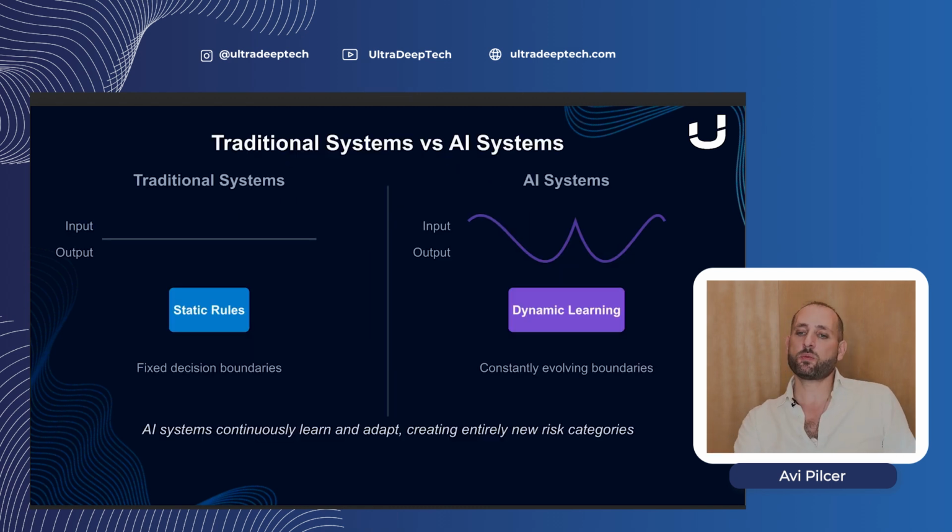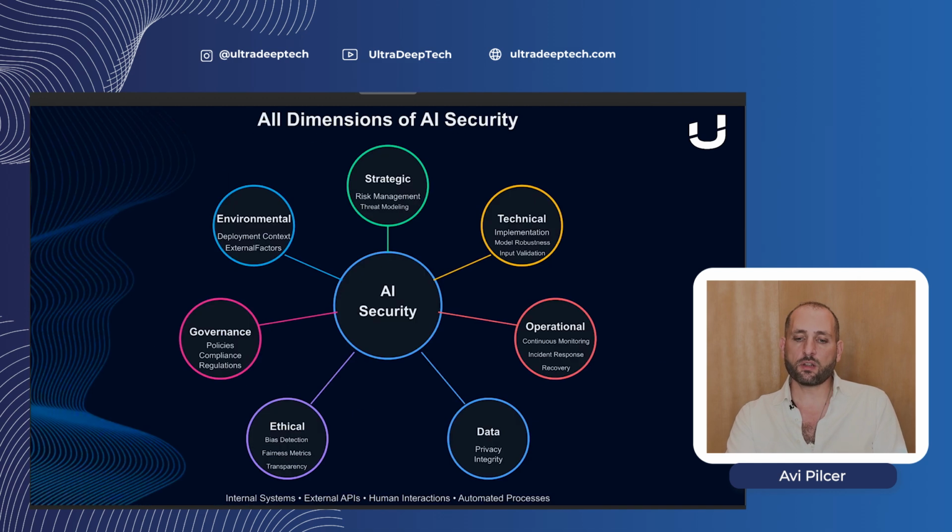One big difference between traditional systems and AI systems is that traditional systems are based on static rules. So when there is an attack, it's pretty easier, I would say, than when you attack an AI system. AI systems are more dynamic and they constantly learn.